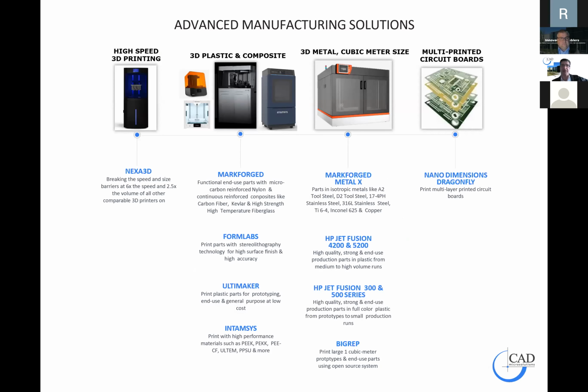And the final area of expertise we offer solutions in is advanced manufacturing, 3D printing. So per se, 3D printing machines that provide higher speed printing, also 3D printing using plastic-based and composite materials. Composite meaning it's a mixture of plastic and fiber-based, and we also provide metal 3D printing. Particularly when it comes to very large components that need to be 3D printed, we can go up to a cubic meter size printing, as well as 3D printing circuit boards.